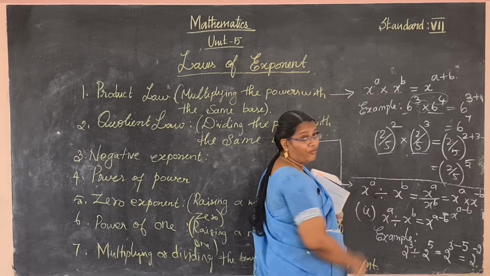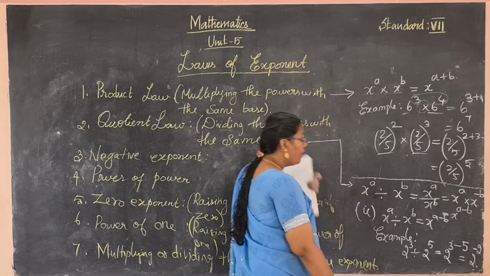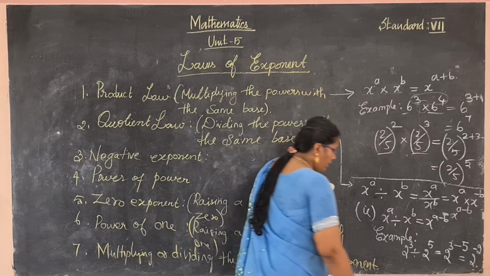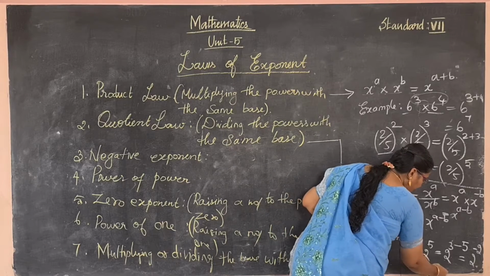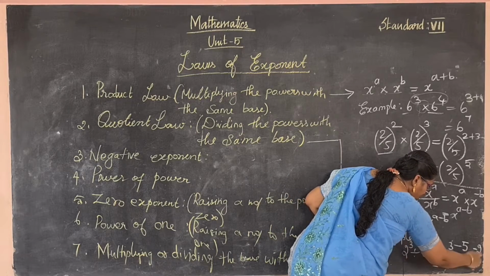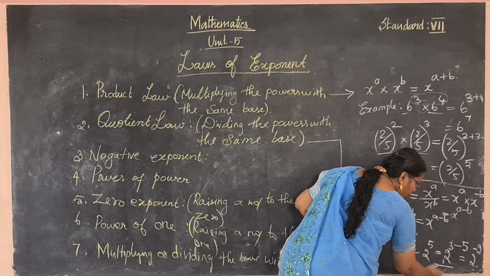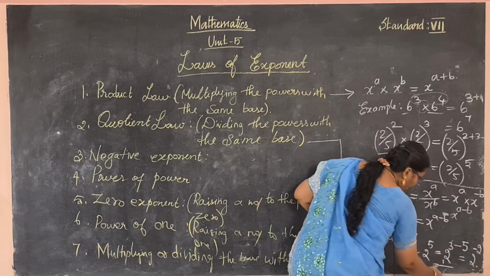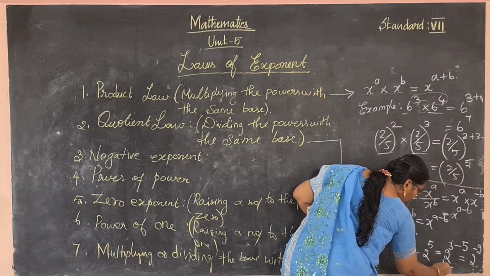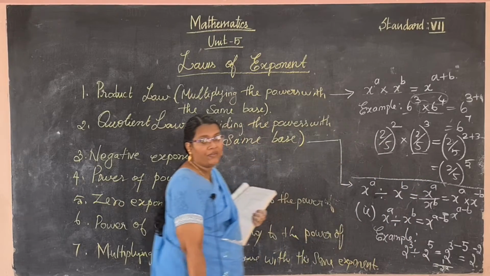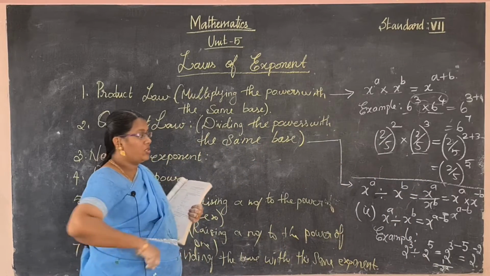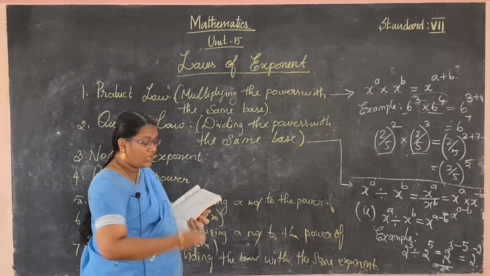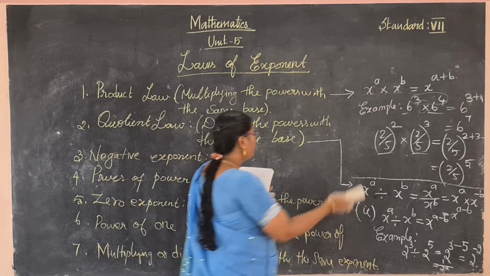So 2 power of minus 2. We write it in the positive exponent: the numerator stays and the denominator takes the reciprocal. So 1 by 2 power 2. Write it in the positive. Okay, see one more example.